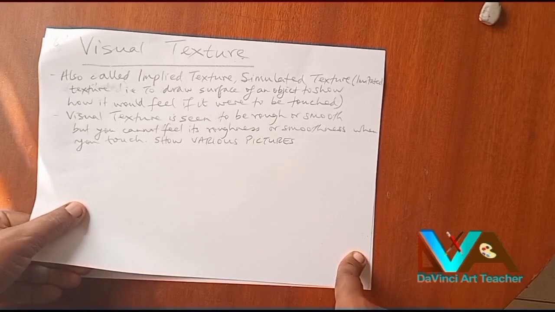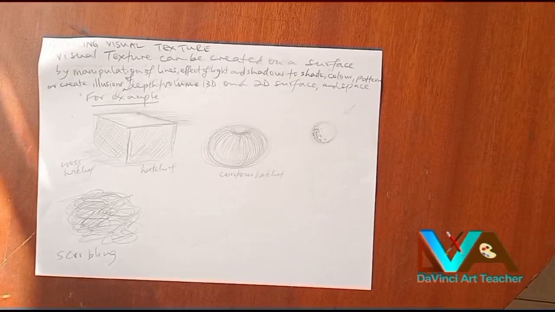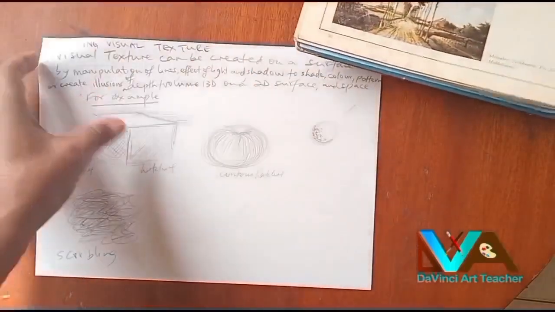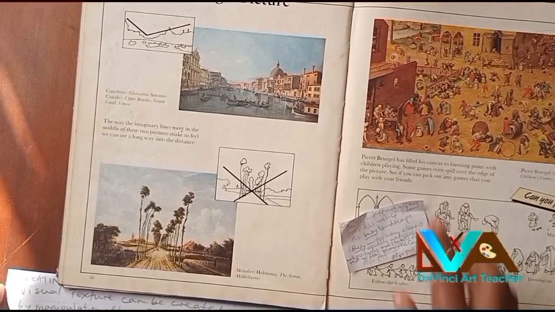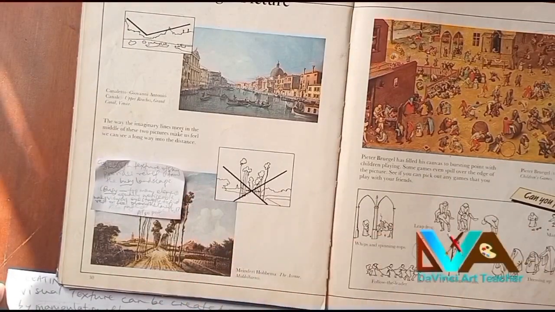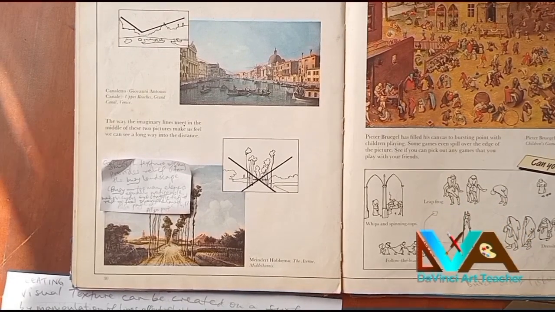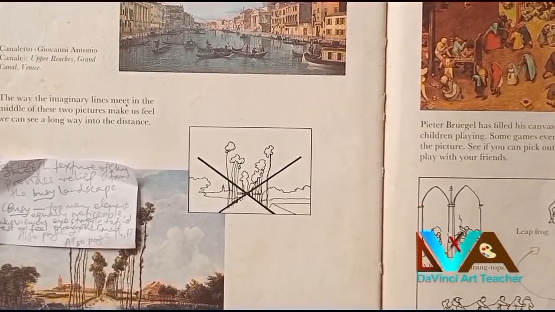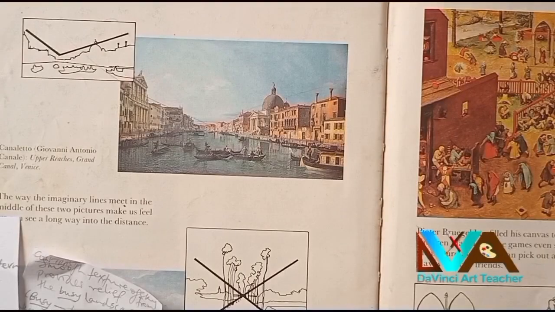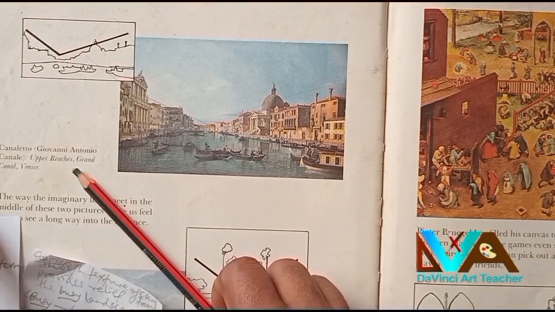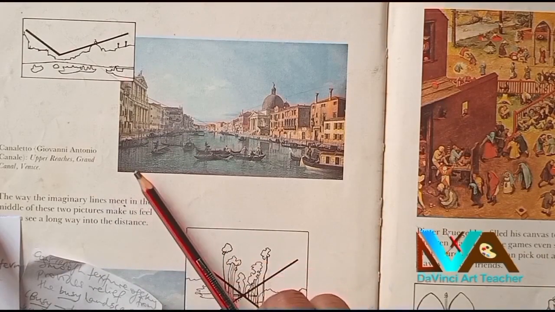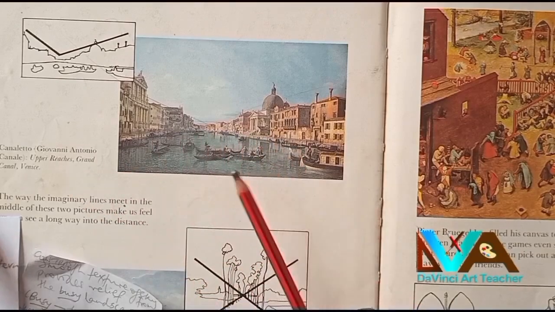You have to see the surface and then you notice whether it is rough or smooth. For example, look at this picture. There's a picture here I want us to look at. It is a painting by an artist called Canaletto. I'm zooming so that you can see clearly. Look at this painting. The title of this painting is Upper Reaches of the Grand Canal, Venice.